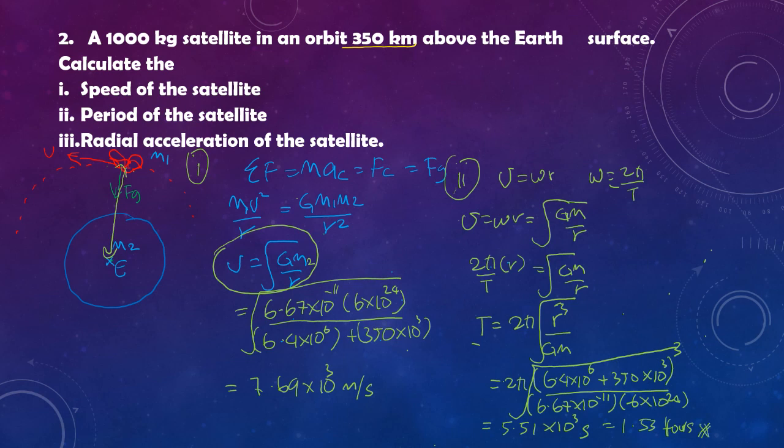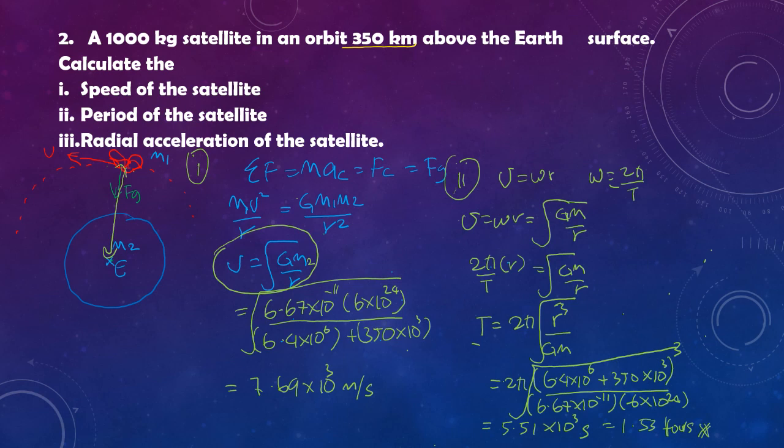Okay, that's for part 2. The satellite takes 1.53 hours to complete one revolution around the Earth. So you could imagine how many times it revolves around the Earth in one day. One day we have 24 hours. So that's the number of revolutions that the satellite makes orbiting the Earth within one day.